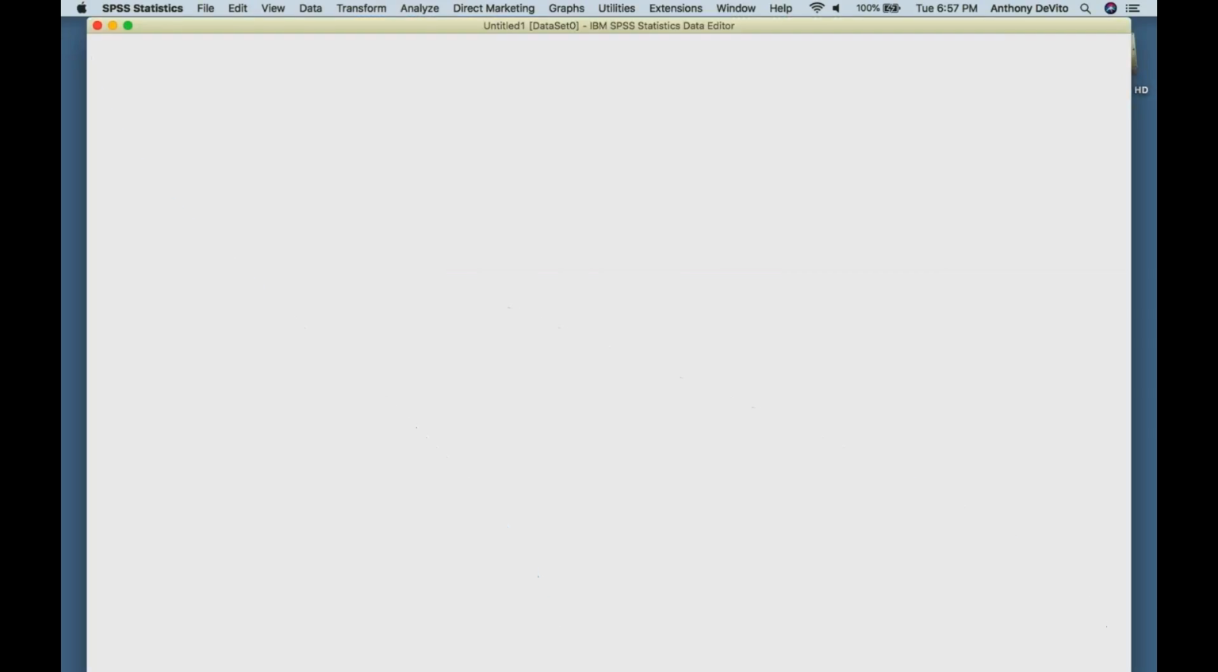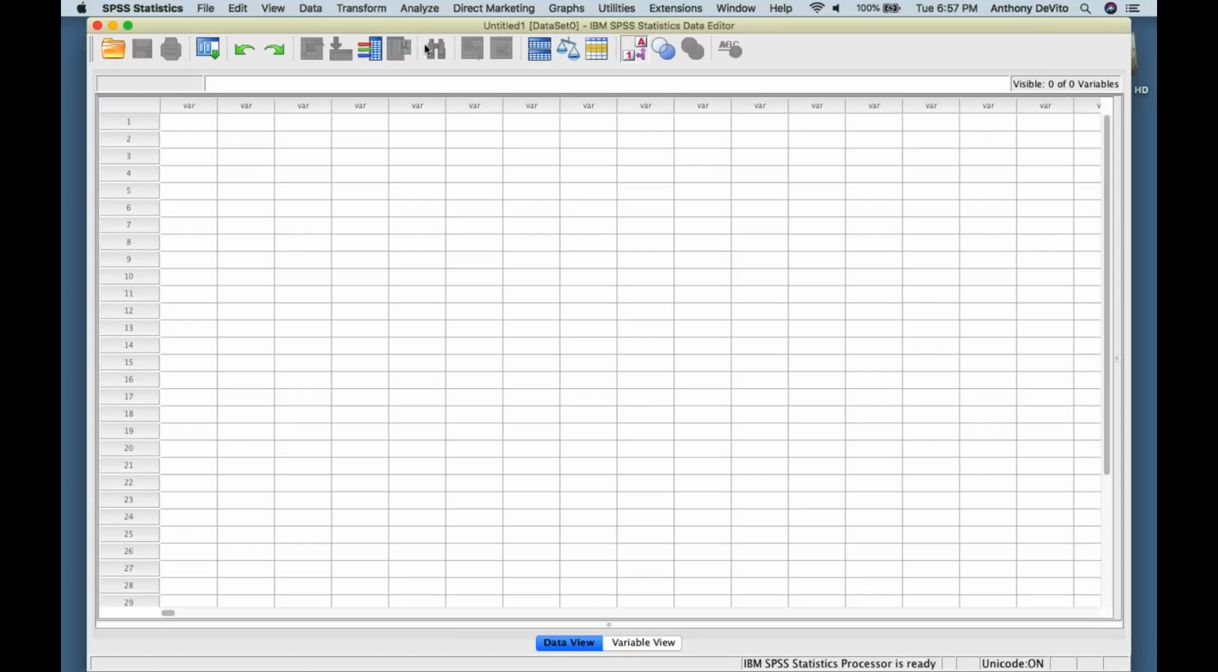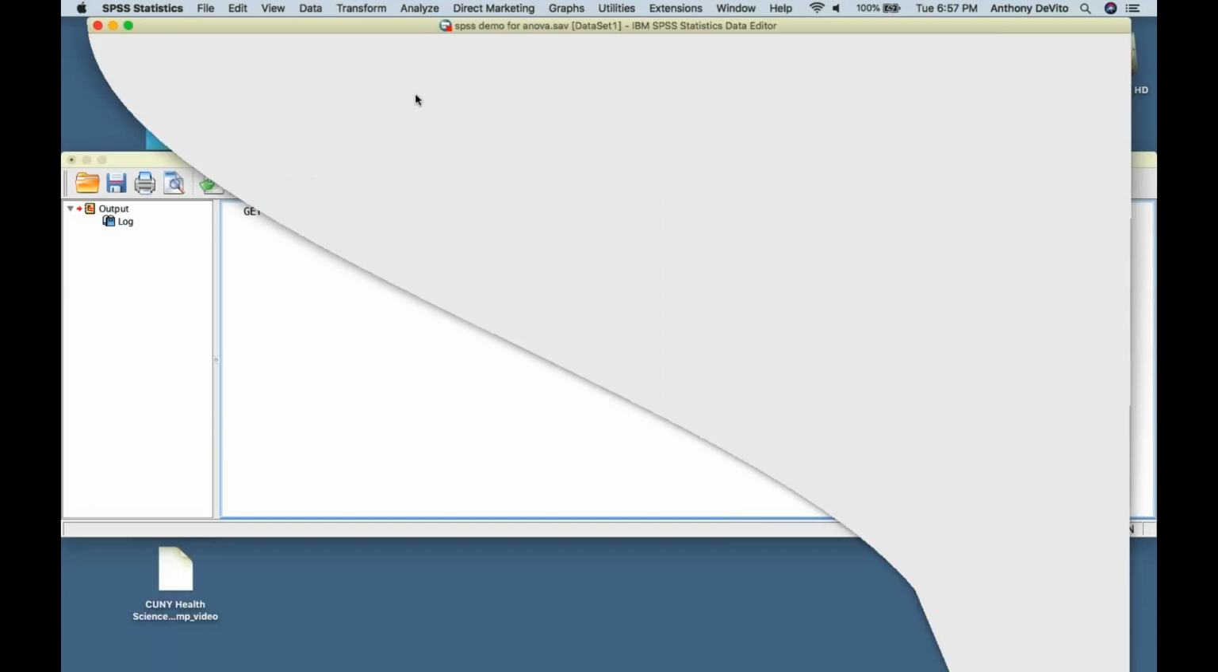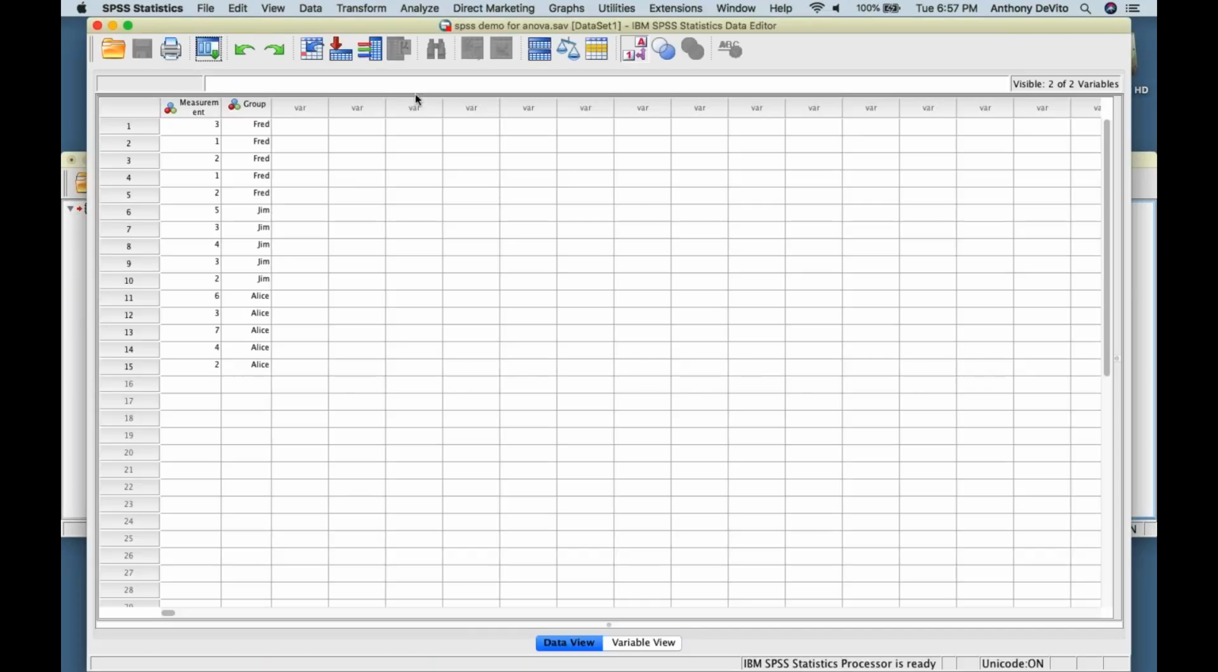If you want, they're on Blackboard now, so if you want to download them, I think the name of the file is, as soon as it comes up, I'll tell you, SPSS demo for ANOVA.sav. For want of any better thing to call it, I call it 3 groups. I call one group Fred, one group Jim, and one group Alice, and each of them have 5 values.